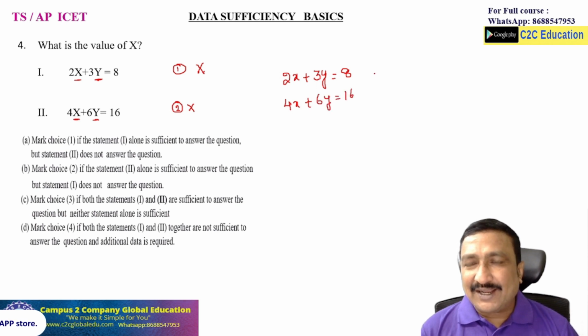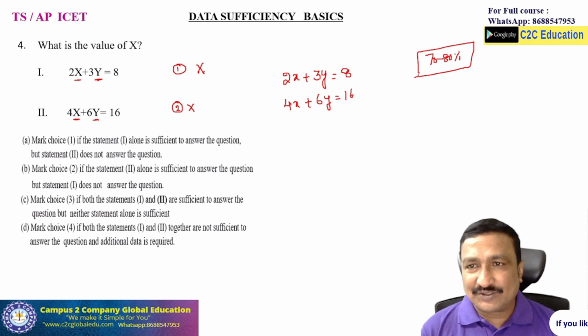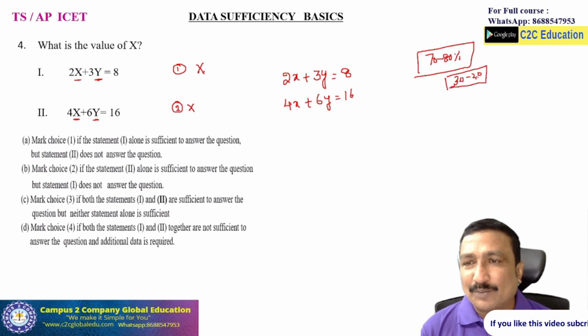I am telling you, in data sufficiency, 70 to 80% of students will choose the wrong answers because of lack of subject knowledge. Only 20 to 30% of students will choose the correct answers. Only these will get top ranks, right? So always try to be in the 20 to 30% category of students.